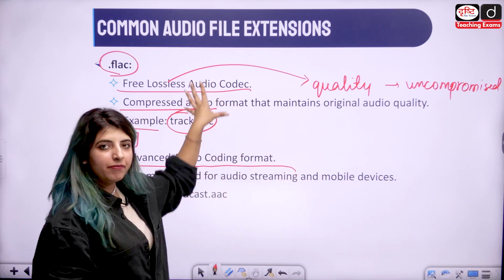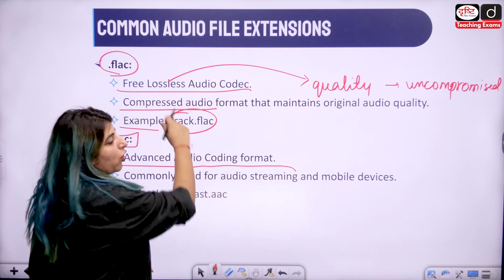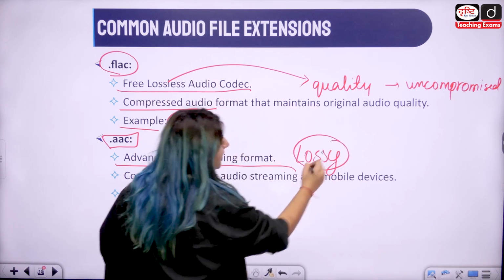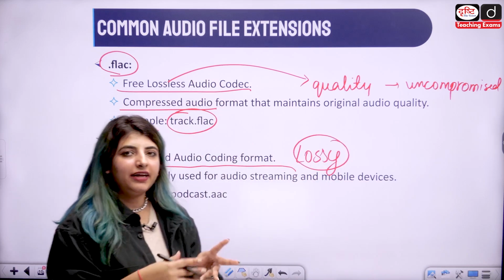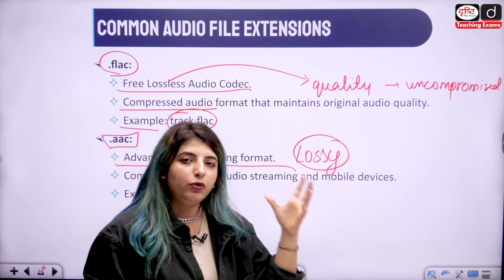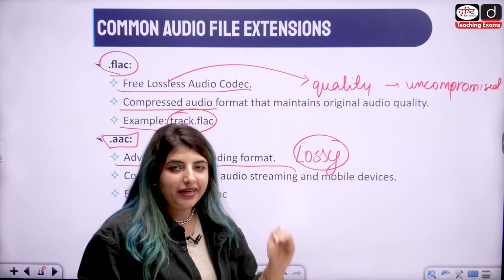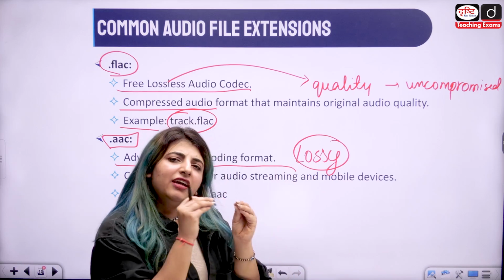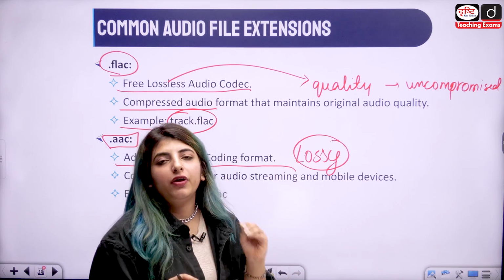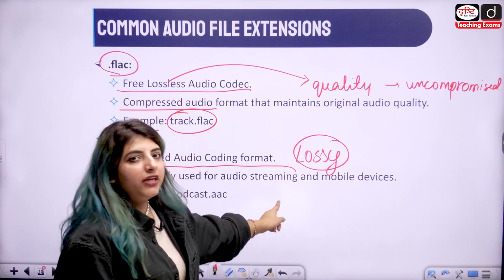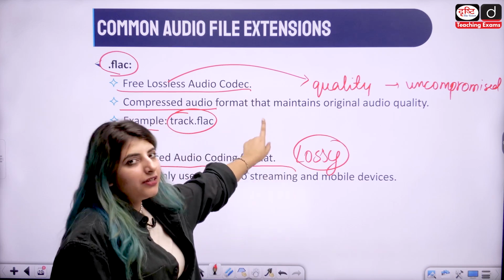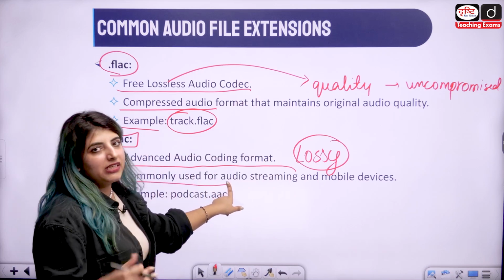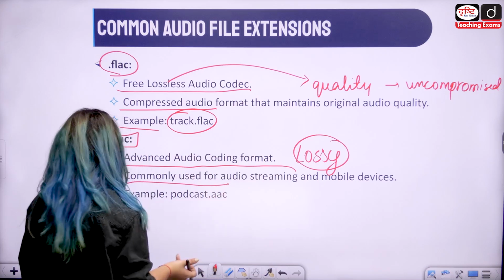Then we have AAC, that is .AAC, advanced audio coding format. If we try to compare the two, this one is lossless and this one is lossy. What does it mean now? It means that compress karne ke baad whatever data would be redundant, that would be erased, and of course, somewhere or the other, there would be some minor change in the quality of the audio. So, yahan pe quality thodi si kharab ho jayegi. Commonly used for audio streaming and mobile devices to listen to music and all.